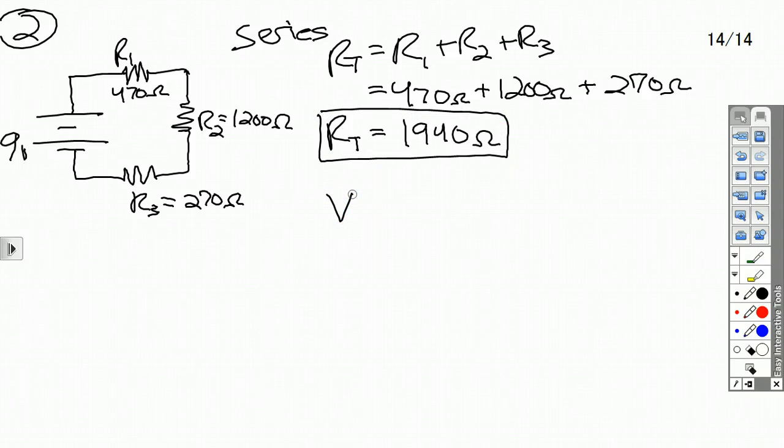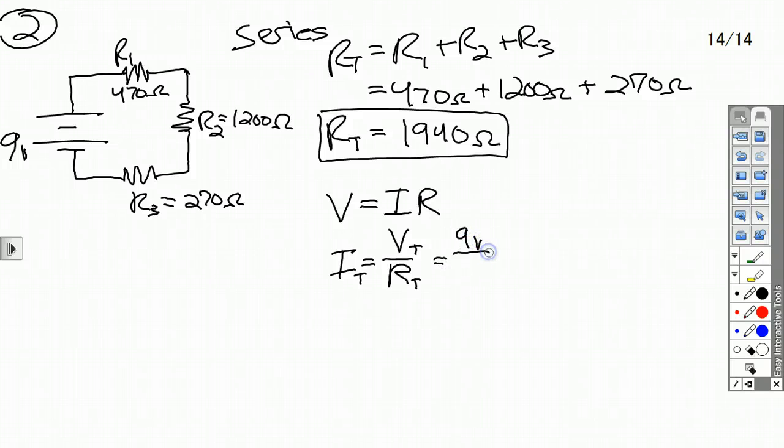If I want the total current, that's my Ohm's law. That's relating my current, my voltage, my resistance, or I also tend to write it like this. I kind of like writing it like that because that reminds me that more voltage equals more current, and more resistance equals less current. So if that is true, and I want my total current going through all of that, I use my total voltage and my total resistance. So total voltage was, let's double check, 9 volts. And the resistance was 1940 ohms. And that's going to give me my total current of 9 divided by 1940.